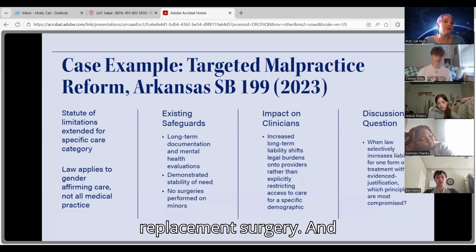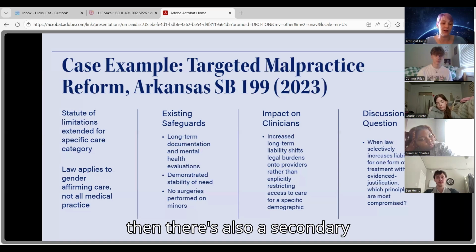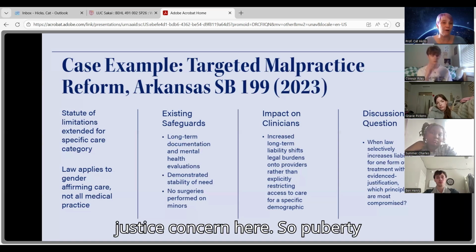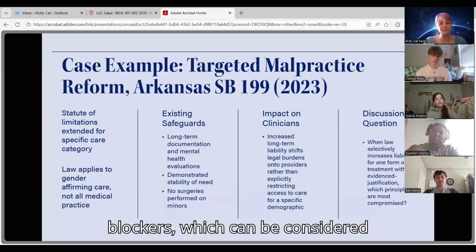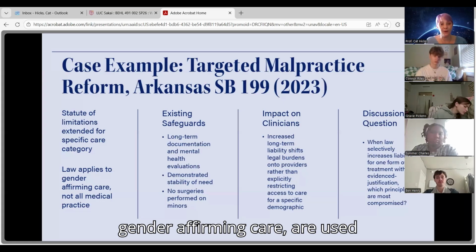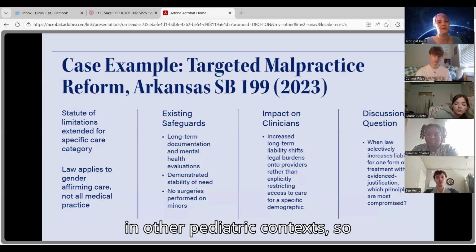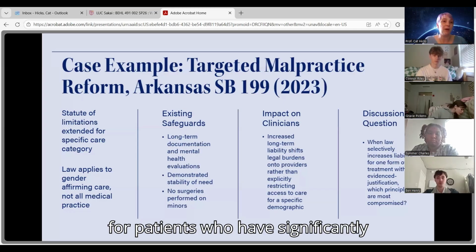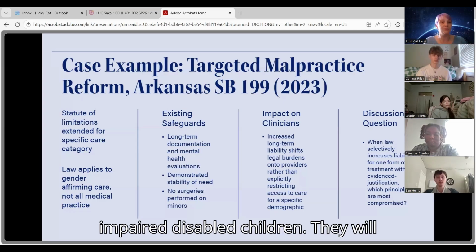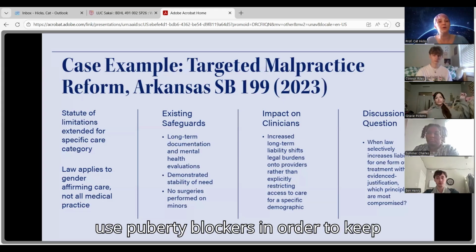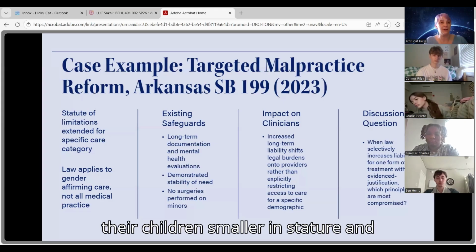And then there's also a secondary justice concern here. So puberty blockers, which can be considered gender affirming care, are used in other pediatric contexts. So for patients who have significantly impaired, disabled children, they will use puberty blockers in order to keep their children smaller in stature.